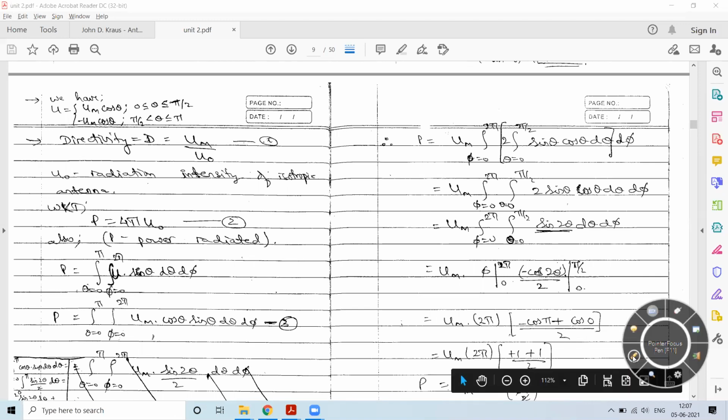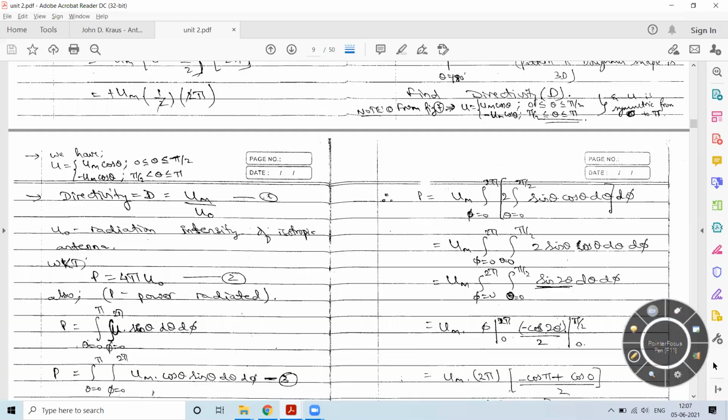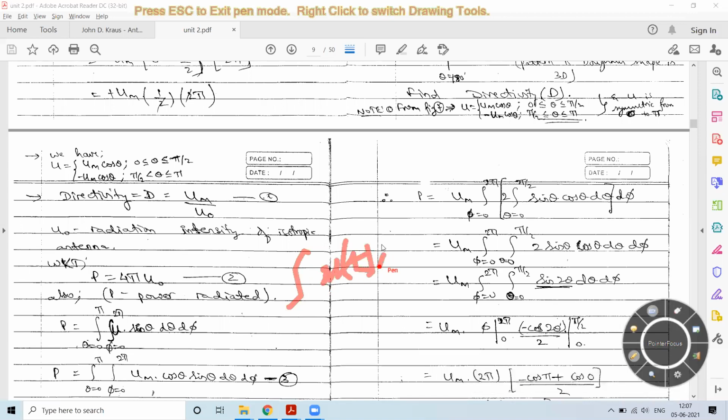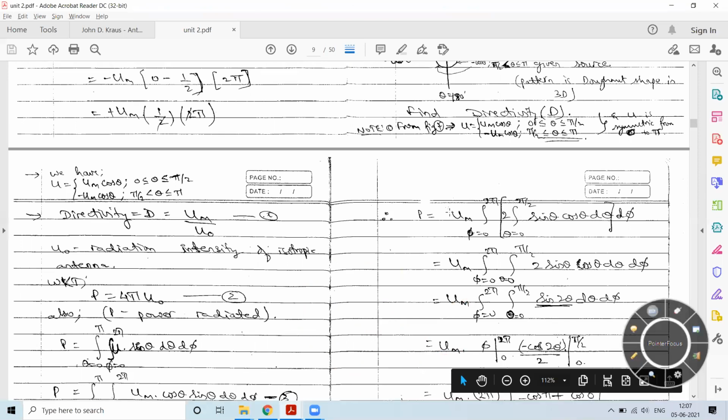In order to do that, you can change the limit, since sine 2 theta, which we are applying over here, is an even function. For an even function, if I have a function x of t, and x of t is even, and the limit is 0 to pi, then I can change this integration to 2 times the integral from 0 to pi by 2 of x of t dt. So I can obtain the result of this equation in this form.